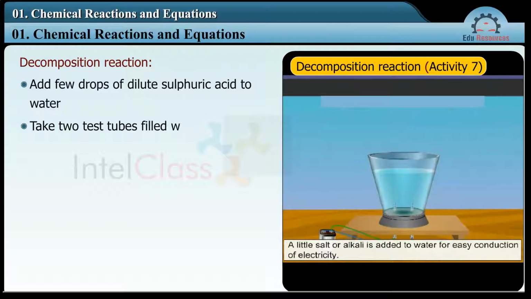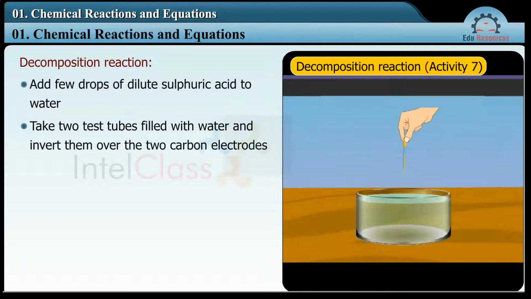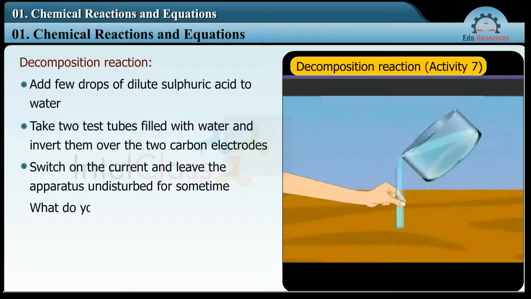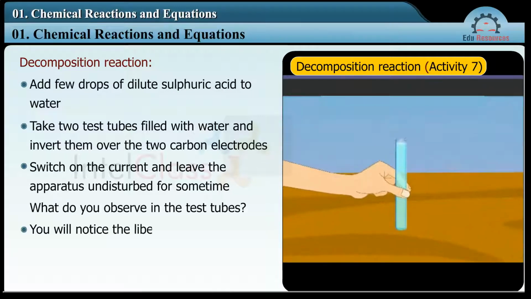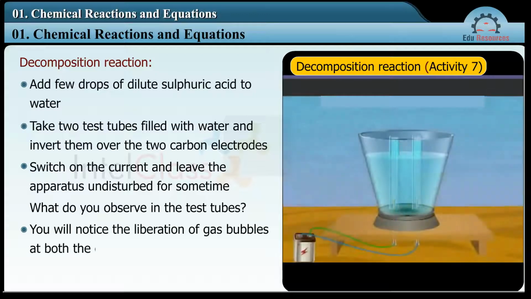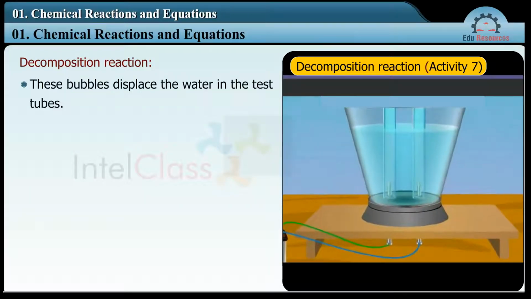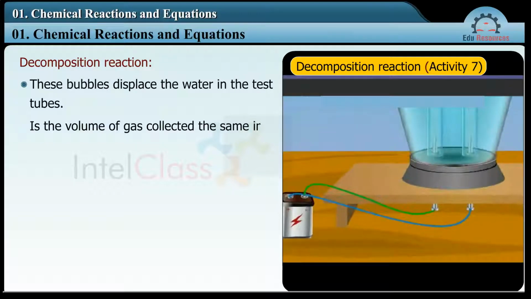Take 2 test tubes filled with water and invert them over the 2 carbon electrodes. Switch on the current and leave the apparatus undisturbed for some time. What do you observe in the test tube? You'll notice the liberation of gas bubbles at both the electrodes, and these bubbles displace the water in the test tube. Is the volume of gas collected the same in both the test tubes?